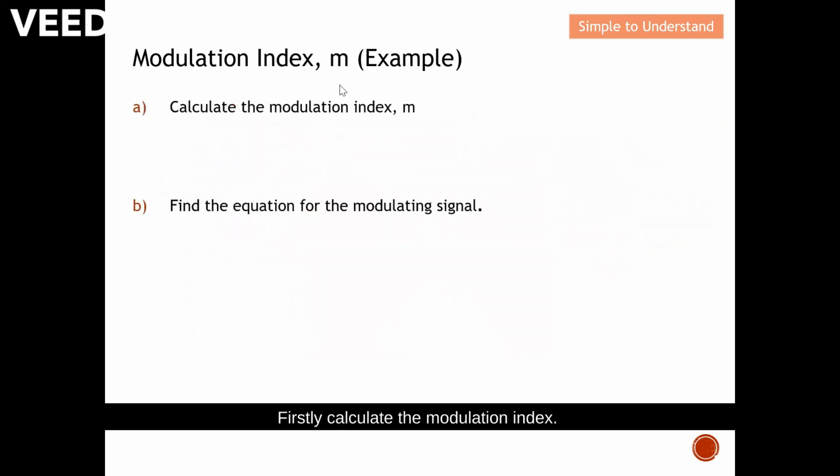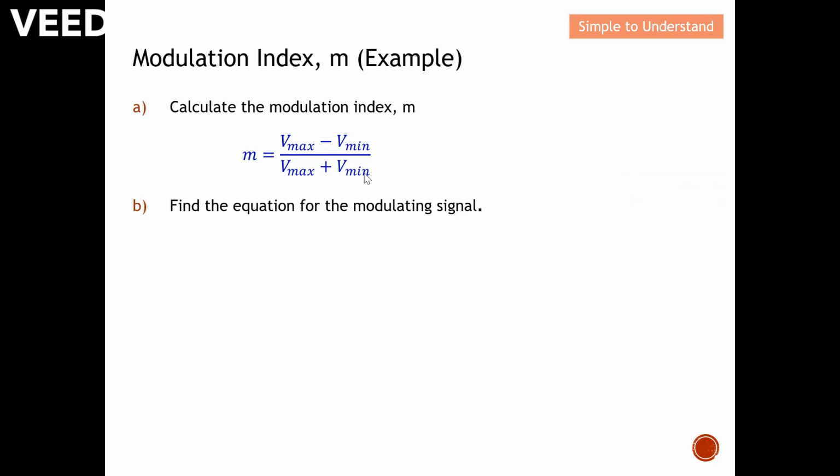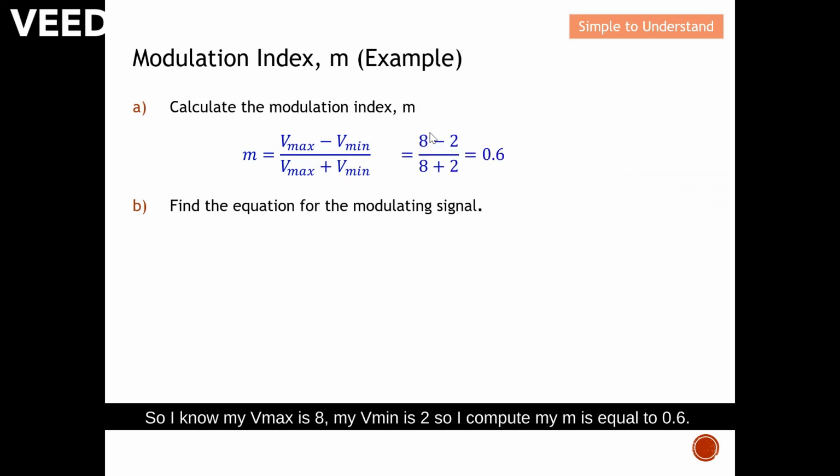Firstly, calculate the modulation index. By now you should know that the modulation index is equal to Vmax minus Vmin over Vmax plus Vmin. I know my Vmax is 8 and my Vmin is 2, so I compute my M is equal to 0.6.